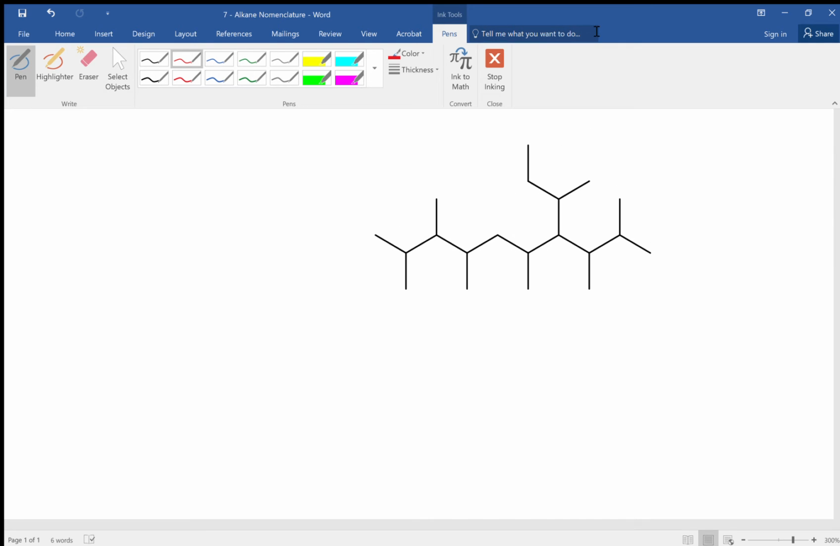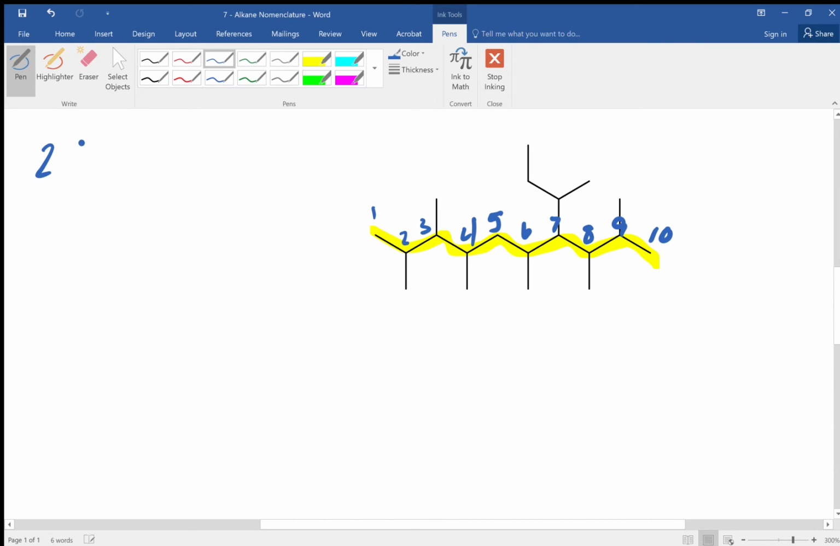All right, our next example is again going to be a pretty straightforward one to find our parent chain. We should see that that parent chain again goes straight down the middle. Where this one may get a little bit more complicated is determining how to number it. So let's do both possibilities. So left to right, we're going to go in blue. And you can see that our substituents are at 2, 3, 4, 6, 7, 8, and 9.